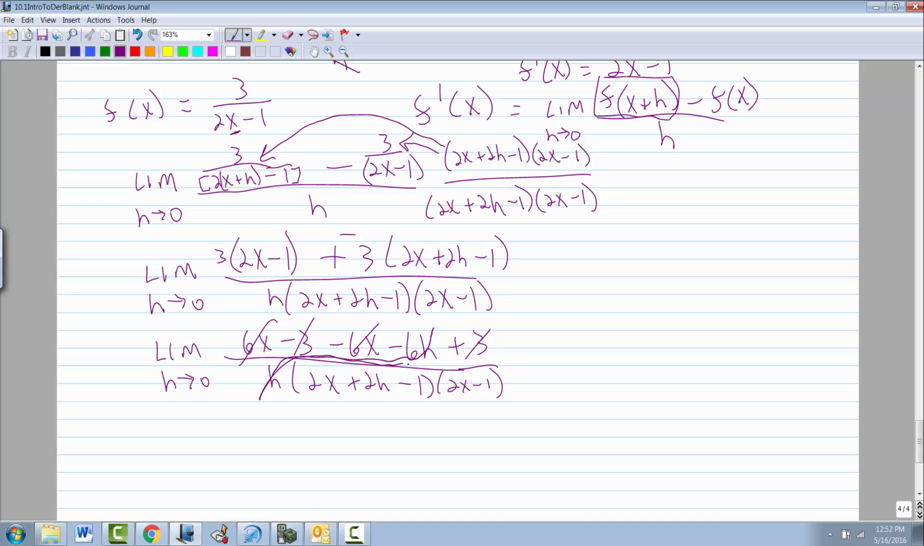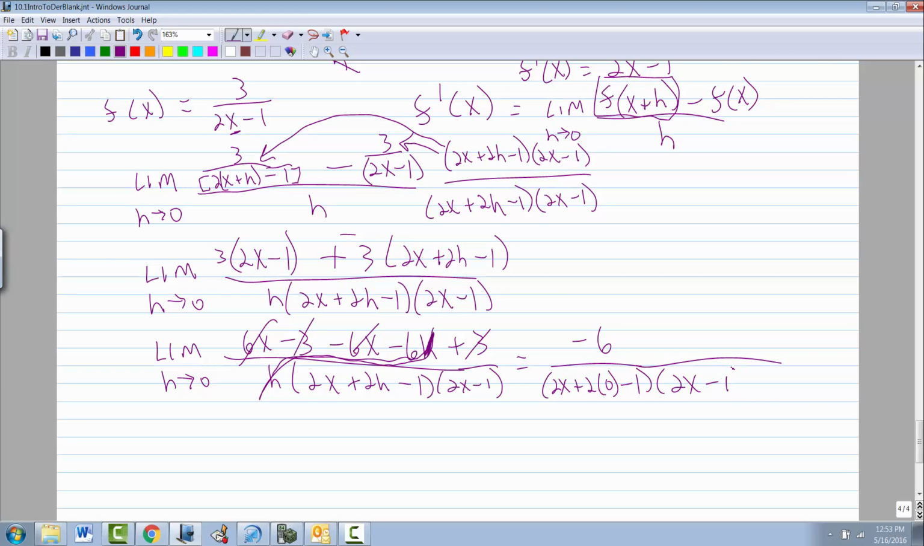You see what I did there? Do you see what I did? Because there is only one thing with an h left. So now what I'm going to do is write it without the limit because I'm going to evaluate. Negative 6 over 2x plus 2 times 0 now minus 1.